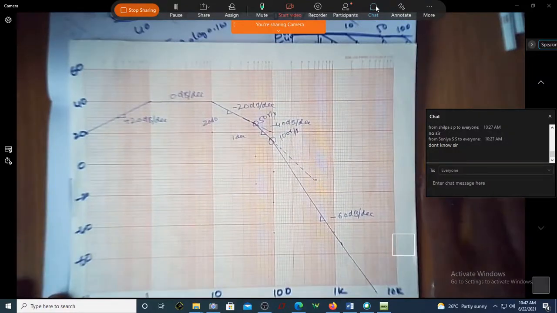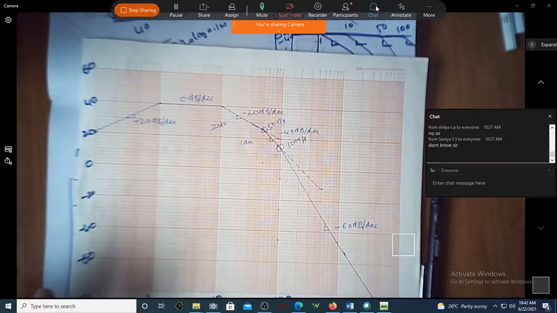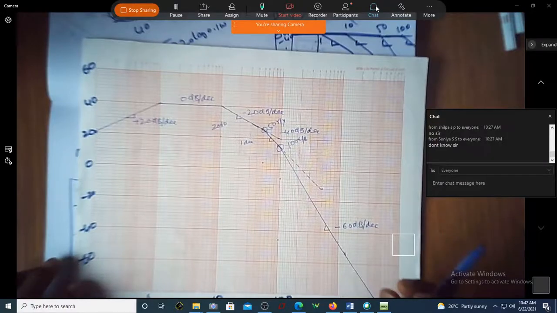There is no end for getting into my class unless you practice 1 or 2 problems. It looks very easy, and it is easy also, so nothing to worry. Correct?